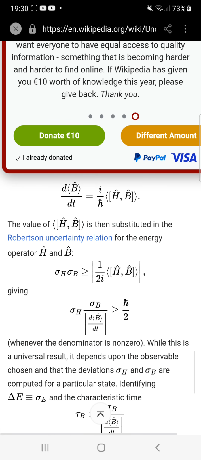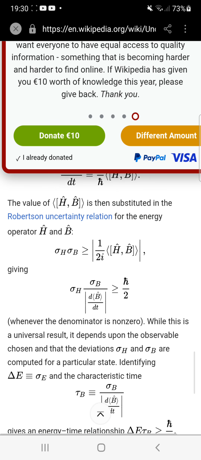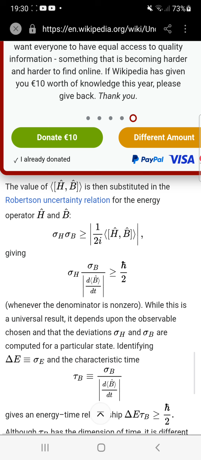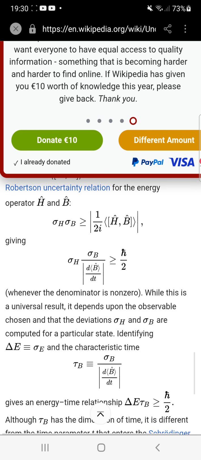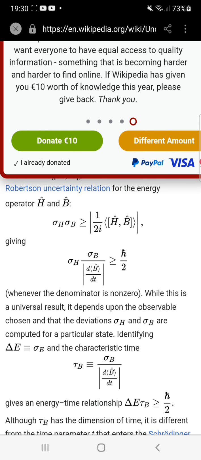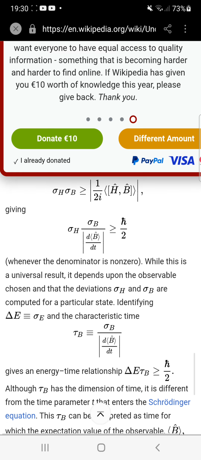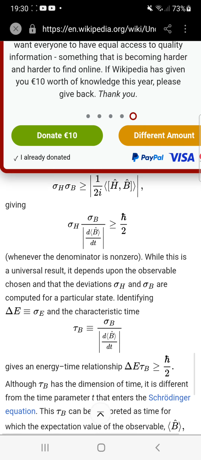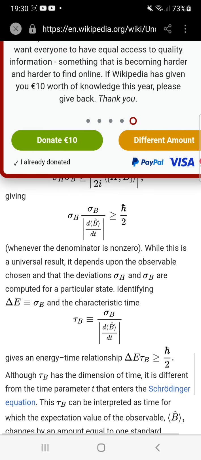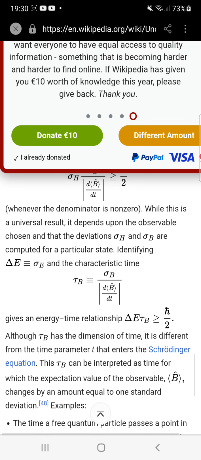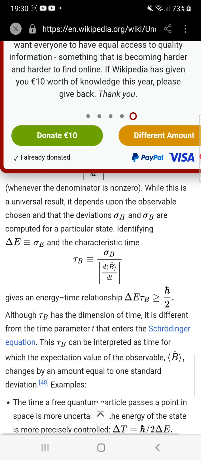These values are substituted in the Robertson uncertainty relation for the energy operator H hat and B hat: sigma H sigma B greater or equal to 1 divided by 2i times the average of the commutator of H hat and B hat, giving sigma H sigma B divided by the absolute value of d B hat divided by dt greater or equal to h bar divided by 2, whenever the denominator is non-zero. While this is a universal result, it depends upon the observable chosen.